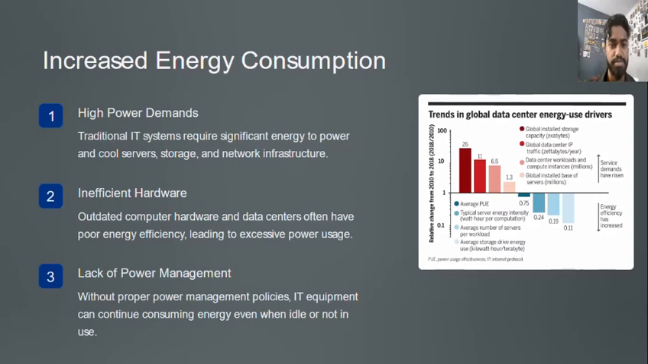So what are the disadvantages that are going to cost us by using green IT? High power demands, insufficient hardware, and lack of power management. Traditional IT systems require significant energy to power and cool servers, storage, and network infrastructure. Insufficient hardware: outdated computer hardware and data centers often have poor energy efficiency, leading to excessive power usage. Lack of power management: without proper power management policies, IT equipment can continue consuming energy even when idle or not in use.